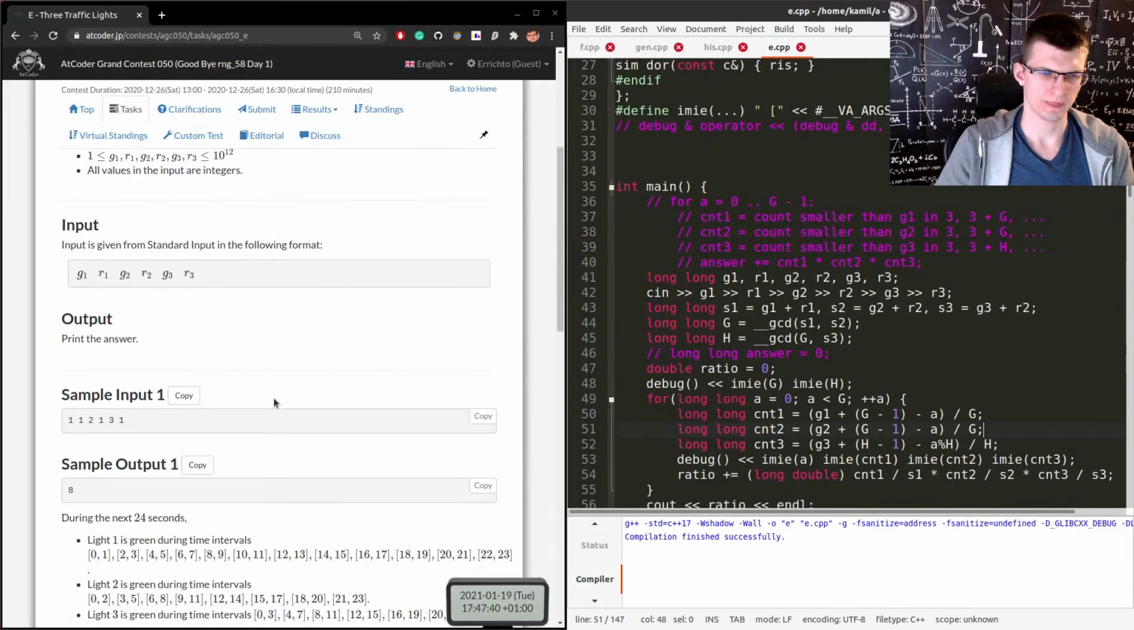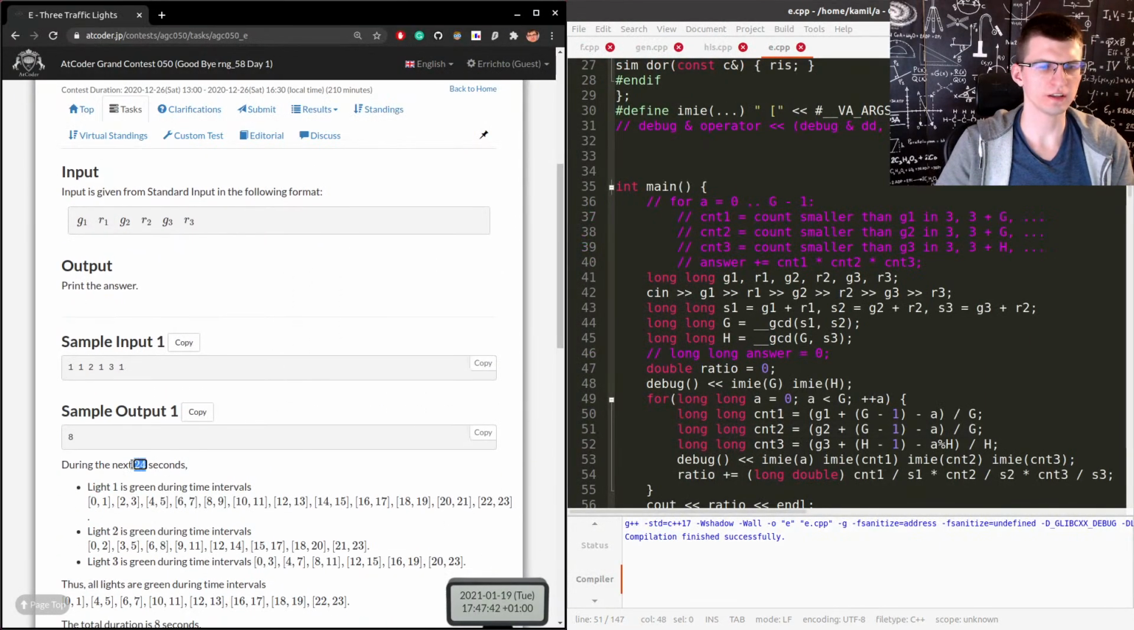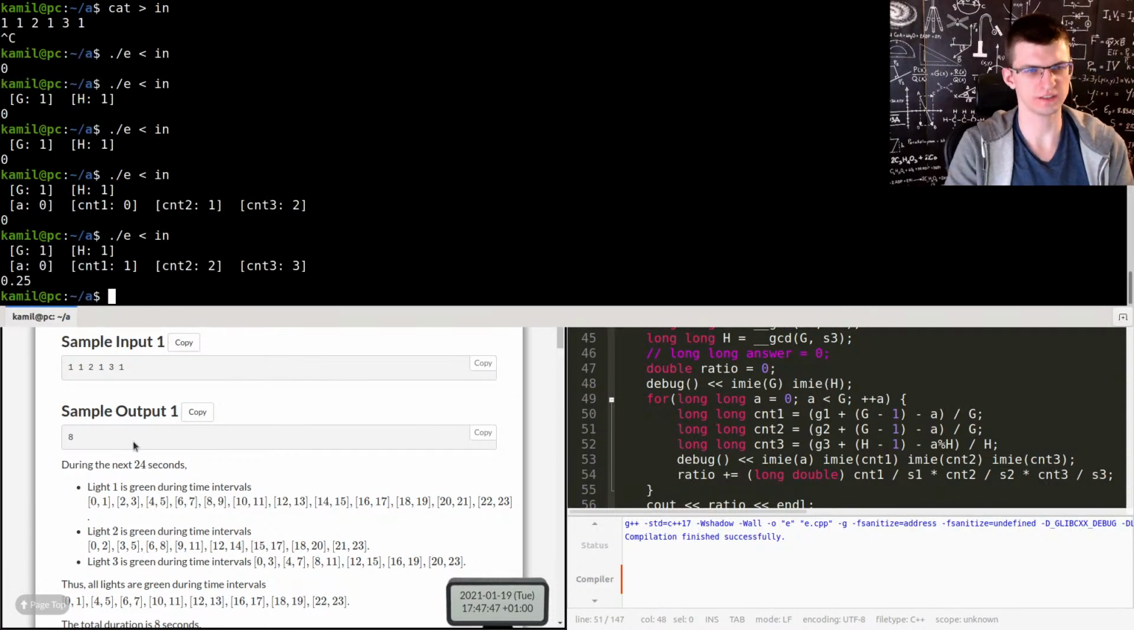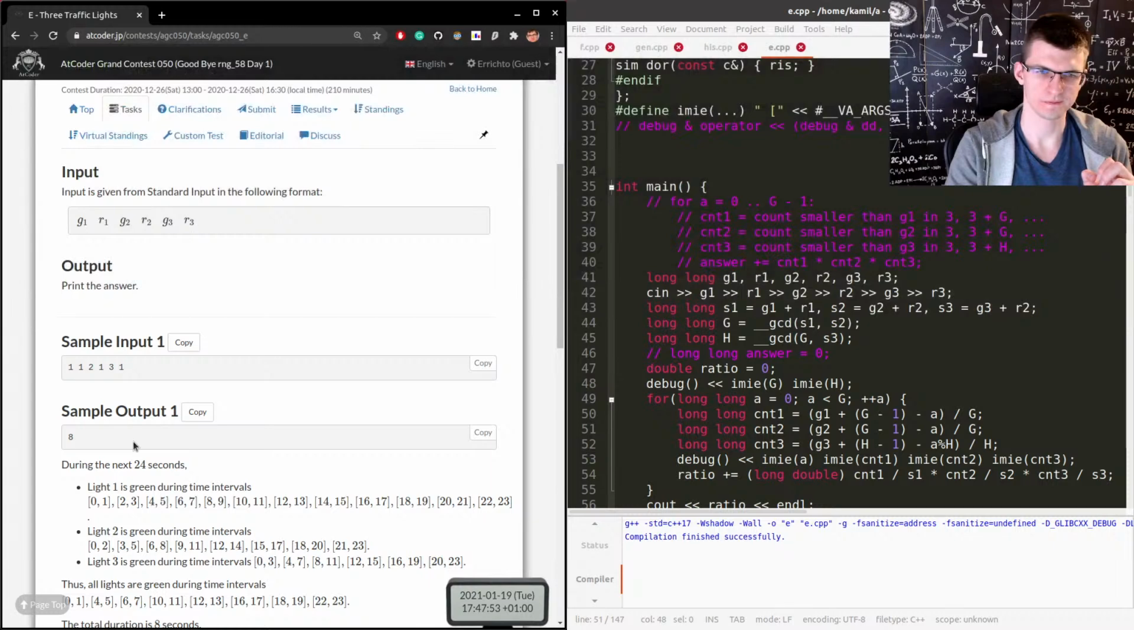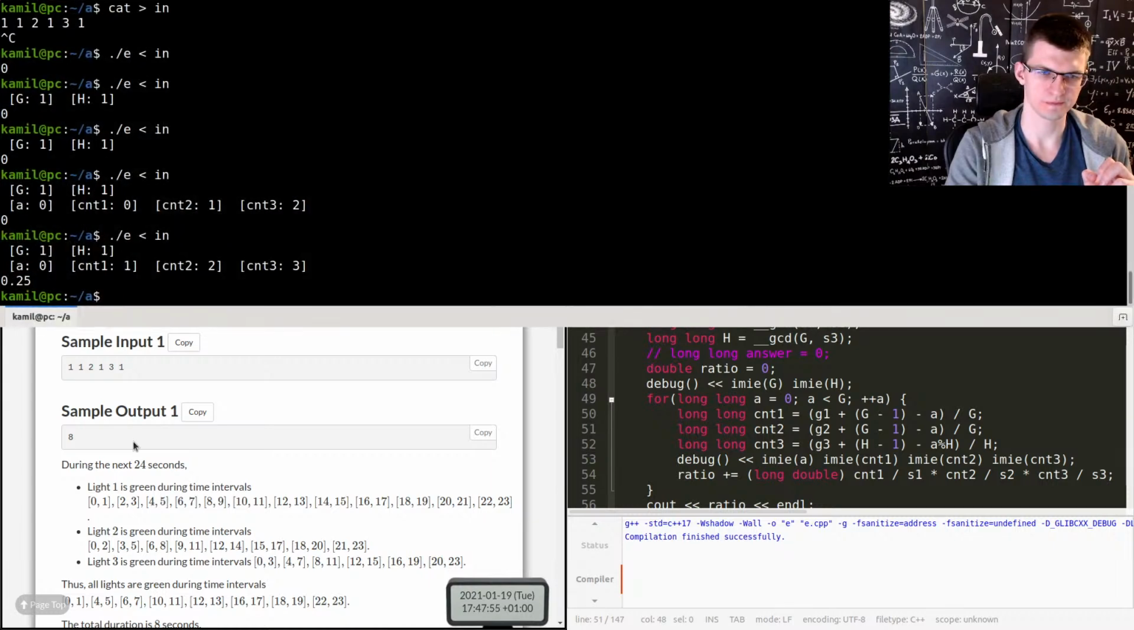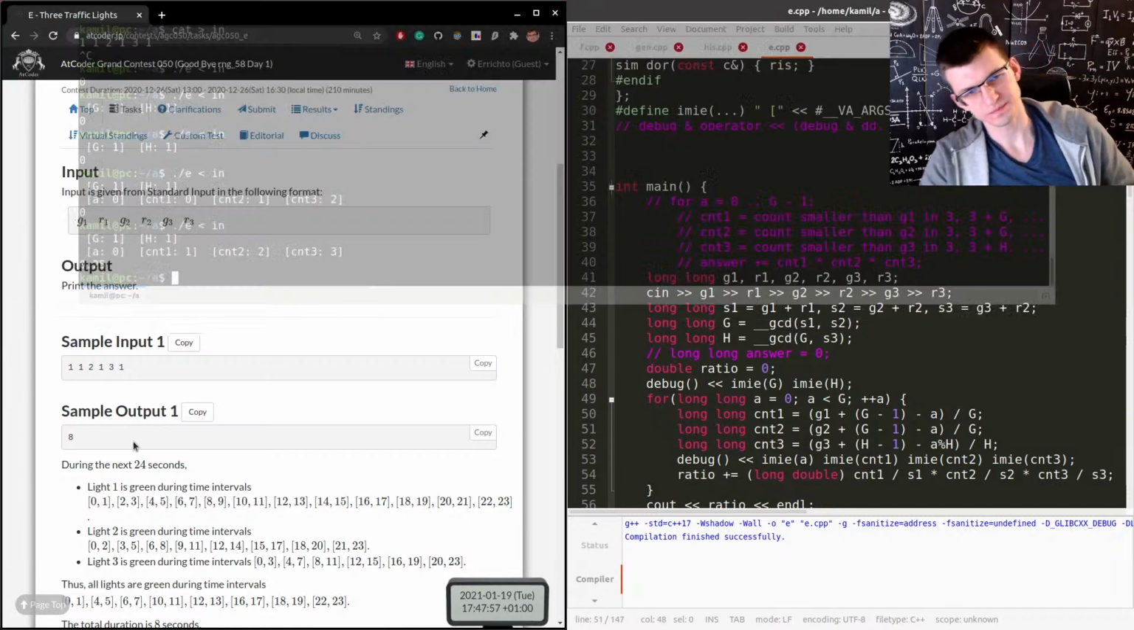I think so. 0.25. This claims that among 24, every 4th value is good, so that is 6. 0.25 represents value 6, not 8. Damn it.